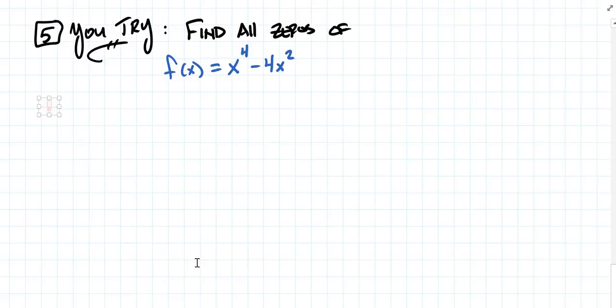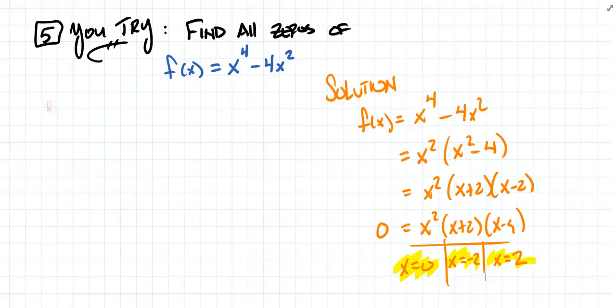Here you go. Find all of the zeros by factoring this polynomial and check your answer by graphing it in the calculator. Okay, so the answer is x equals 0, x equals negative 2, or x equals positive 2. So I started by factoring x to the 4th minus 4x squared by taking an x squared out, leaving me with x squared minus 4. That's the difference of two squares. So that's going to be x plus 2 times x minus 2. Solve by setting it equal to 0, using the 0 product property. So I can see that 0, 2, and negative 2 are my answers.